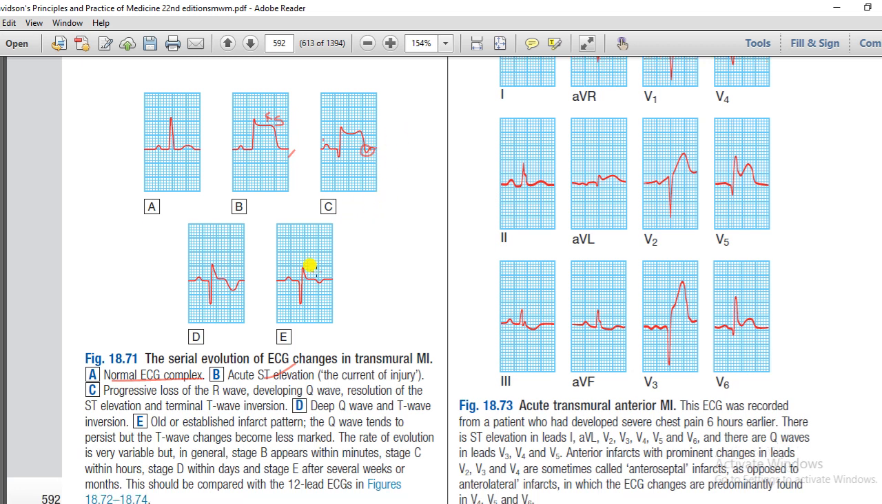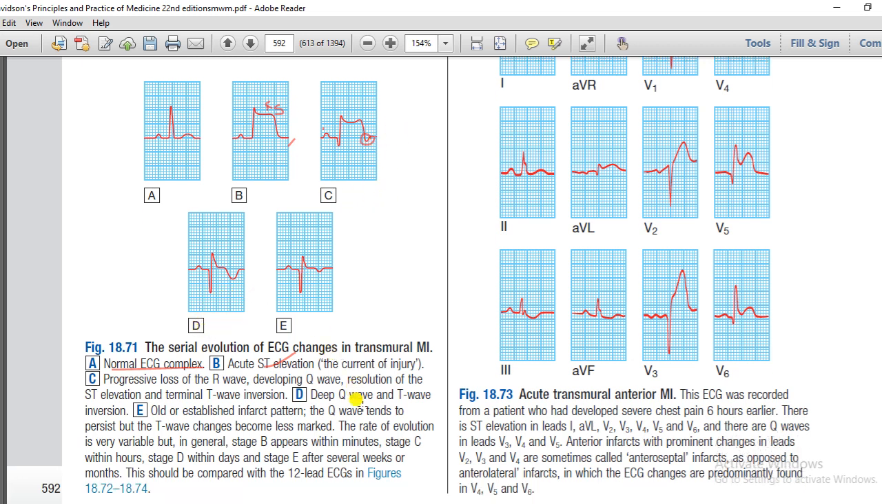Okay, the T wave is inverted. Let's come to the point T. Deep Q wave and T wave inversion. Okay, Q wave and T wave. This is a Q wave and this is T wave. Inversion simply means that it is depressed.